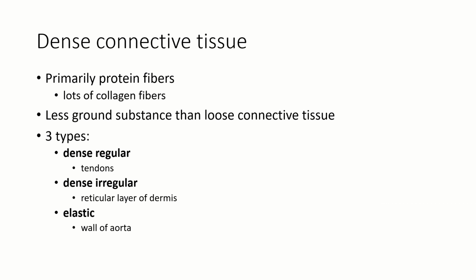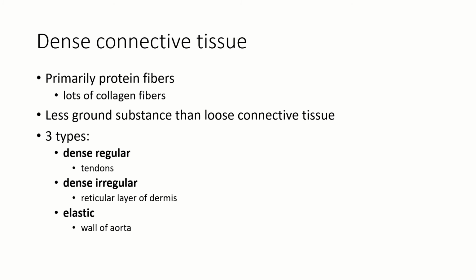All right, the other main group of connective tissues are the dense connective tissues. They have a lot more protein fibers, especially collagen fibers, and less ground substance, and fewer cells, not as distinct cells.